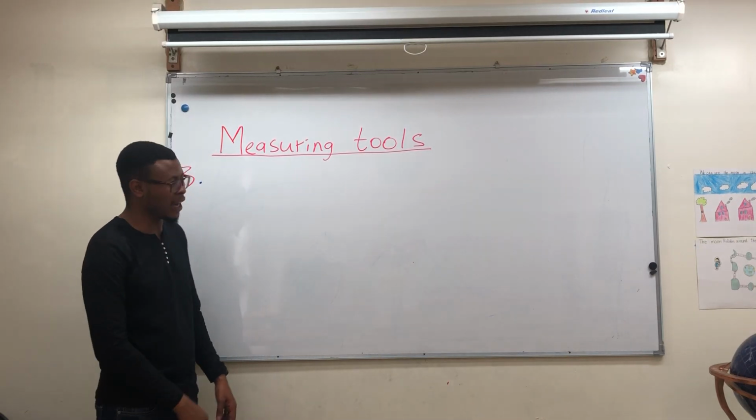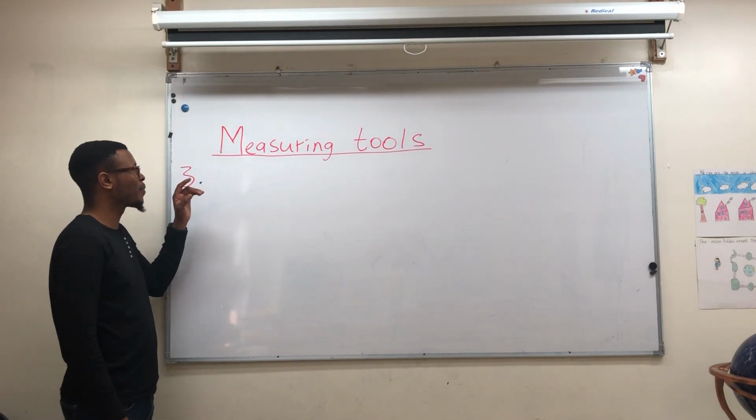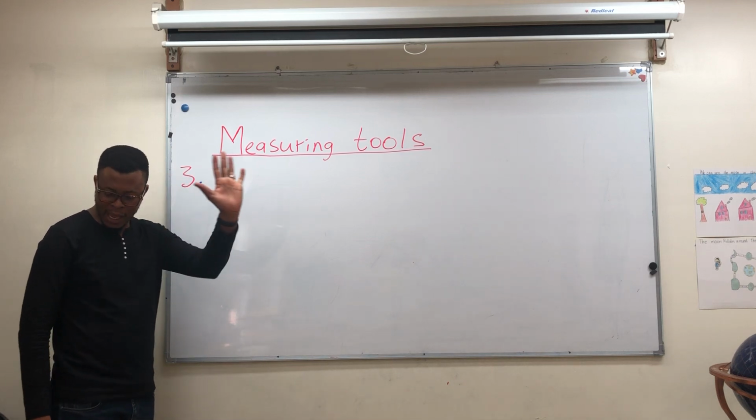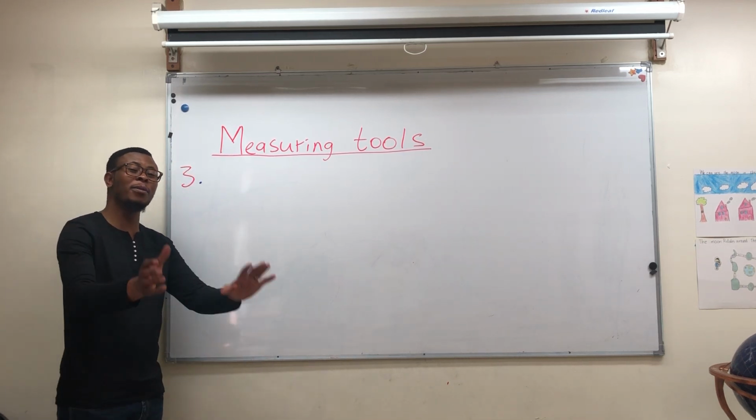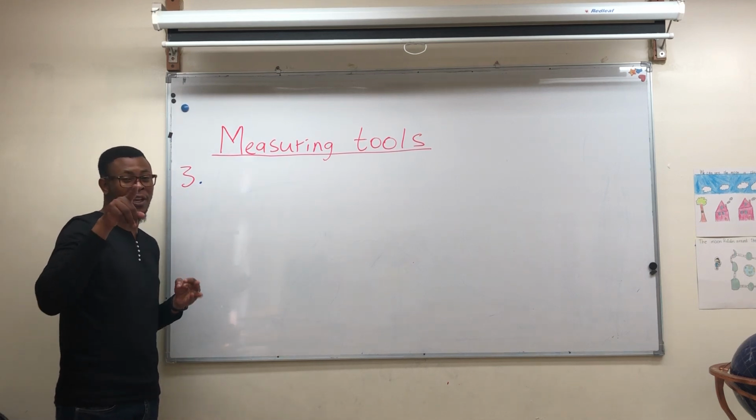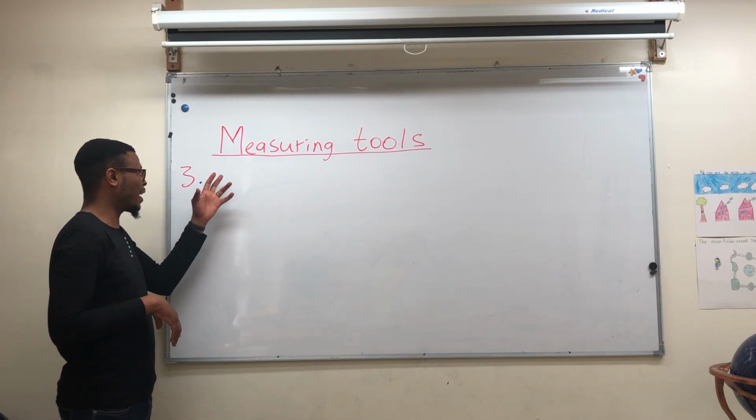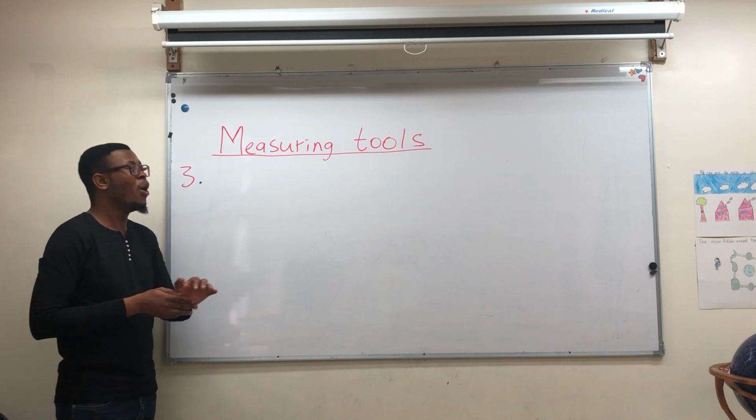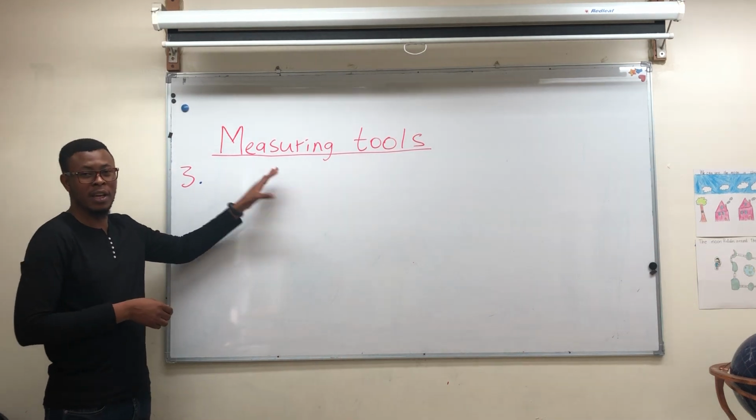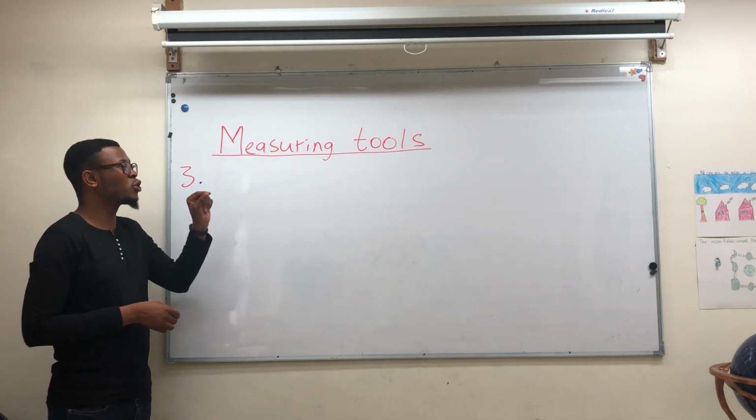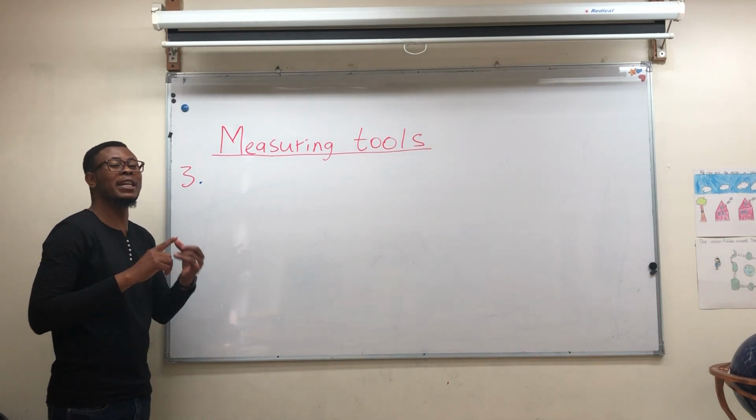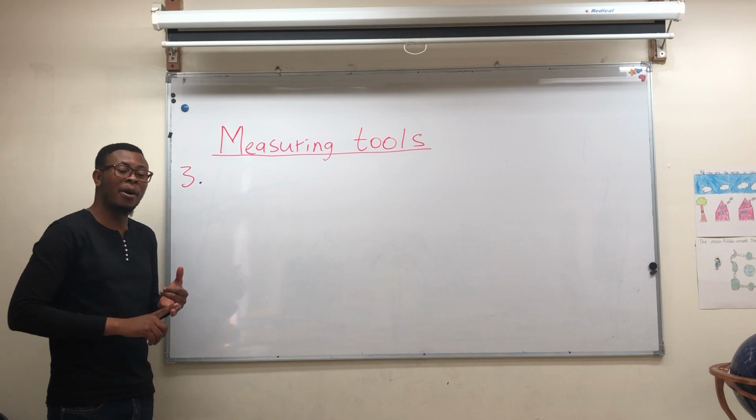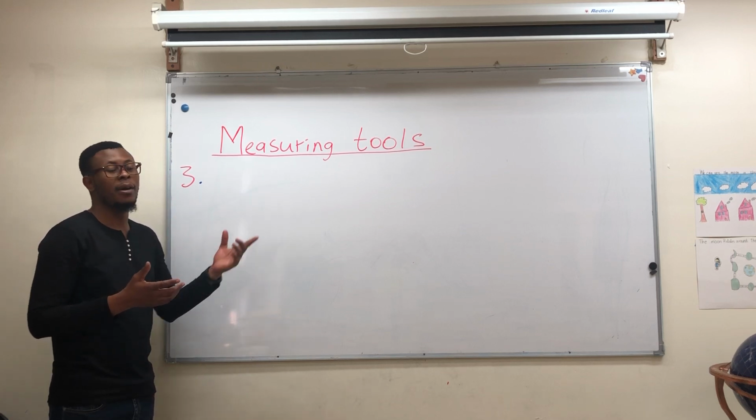Okay, quickly because of time, let's continue with our measuring tools. I have 5 examples for you, okay? You are going to give me 5 more examples that you can think of. But I have 5 examples for you of measuring tools. Measuring tools are things that can help us to know the size and the amount of something.